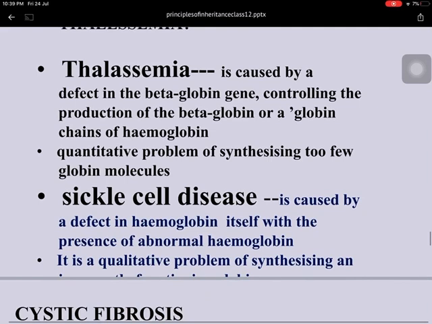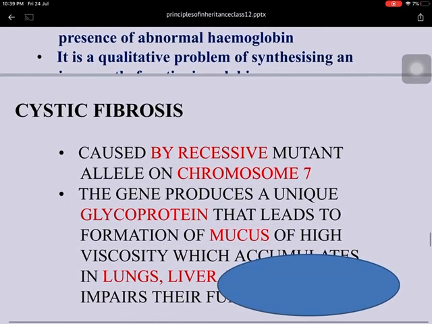Thalassemia is caused by a defect in the genes controlling the production of the beta globulin or alpha globulin chain of hemoglobin. It is a quantitative problem of synthesizing too few globulin molecules, whereas sickle cell anemia is caused by a defect in hemoglobin itself, with the presence of abnormal hemoglobin. It is a qualitative problem of synthesizing an incorrectly functioning globulin.